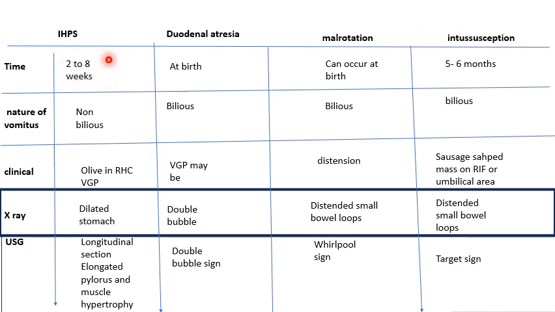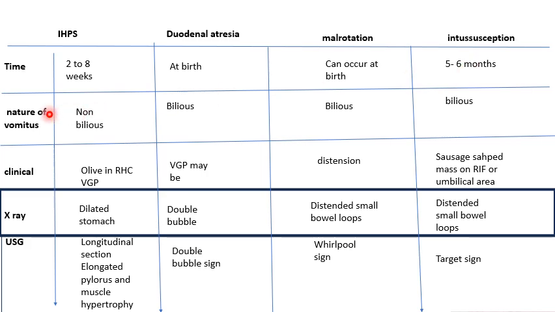Hypertrophic pyloric stenosis presents at 2 to 8 weeks. Duodenal atresia presents at birth itself. Malrotation can occur at birth, but not necessarily. Intussusception occurs at 5 to 6 months. So you see there is a difference in the time of presentation.